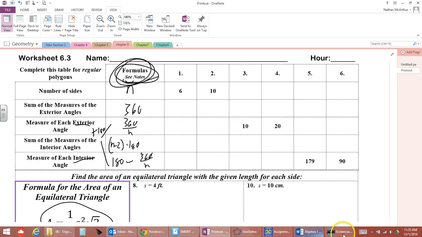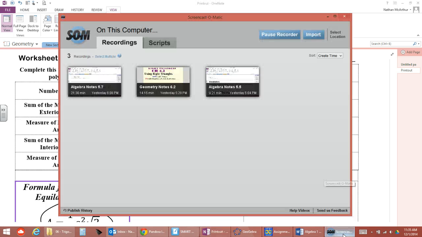That's basically it. That's 6.3 notes and a little bit of homework help. Make sure you get it filled in your notes because it's due Tuesday.